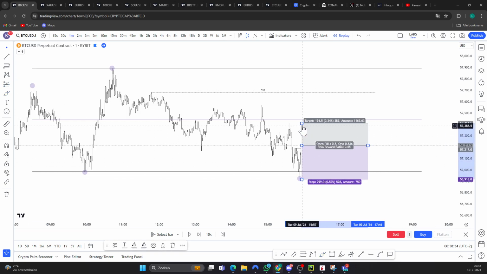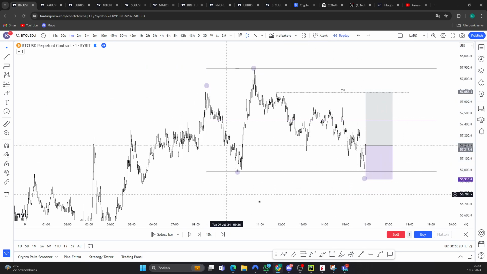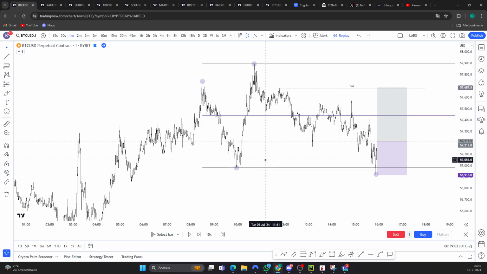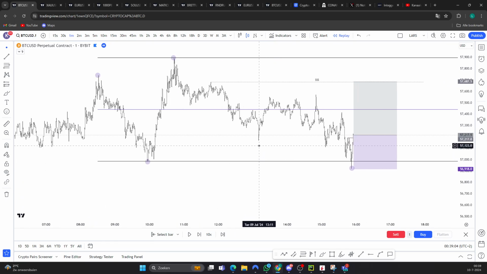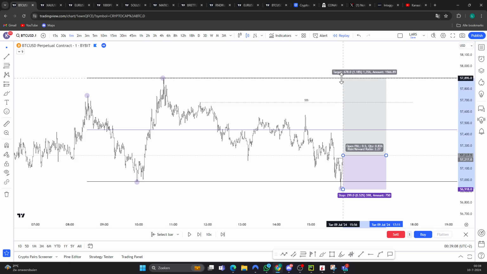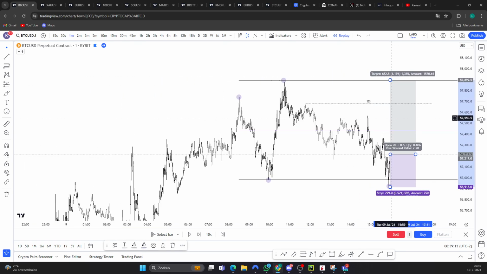Boom, boom, boom. Not the best RR, but I was kind of confident that this deviation was going to work because it was aligning with those market structure or market session highs and lows, right? But I was going to take out some profits here and then potentially let the rest run towards that range high, which would be my ultimate target.